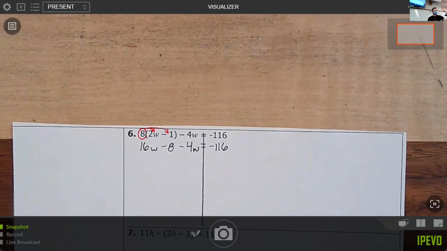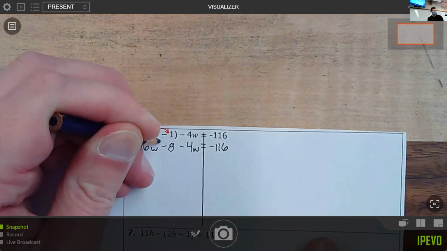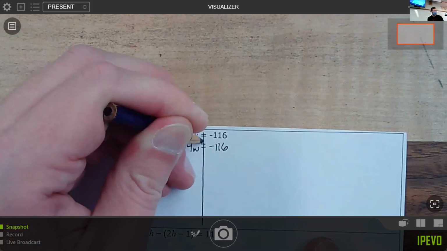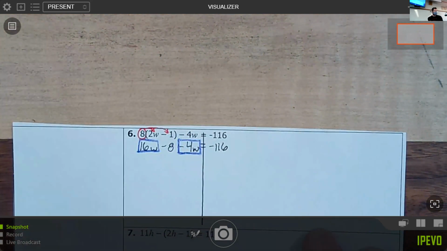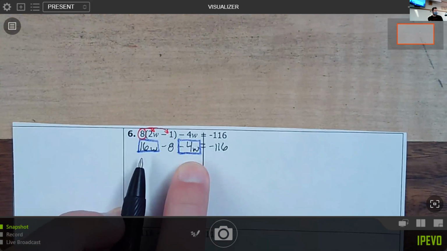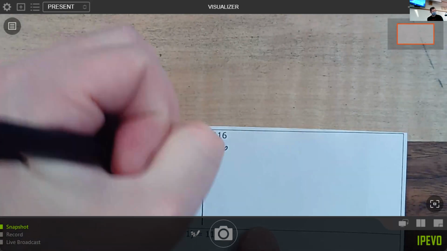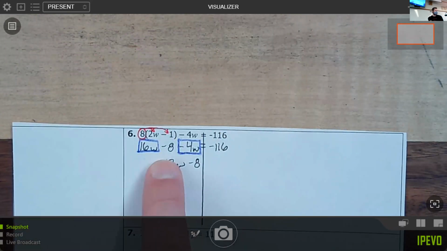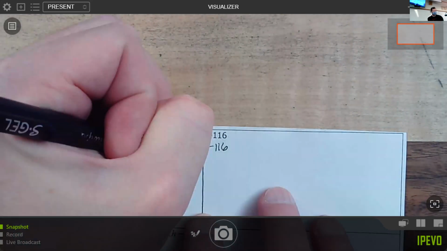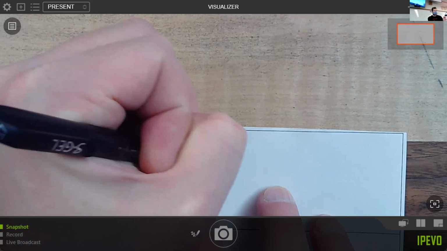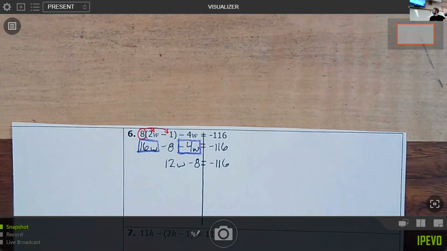Step 1, distribute if possible. It was possible, we distributed. Step 2, combine like terms, if there are like terms. Are there like terms? Yeah, which ones are they? 16w, what else? Negative 4w, good. So 16w minus 4w, 16 minus 4 is 12. So that's 12w. Negative 8, or minus 8 goes after that. There wasn't another regular number to put together over here, so that stays as a minus 8 or a negative 8. And then that's equal to negative 116. So we've distributed, we've combined like terms.